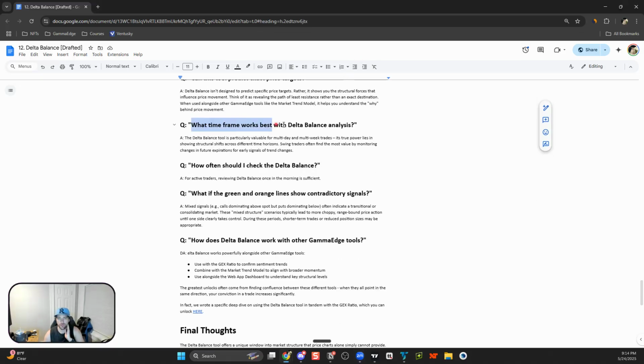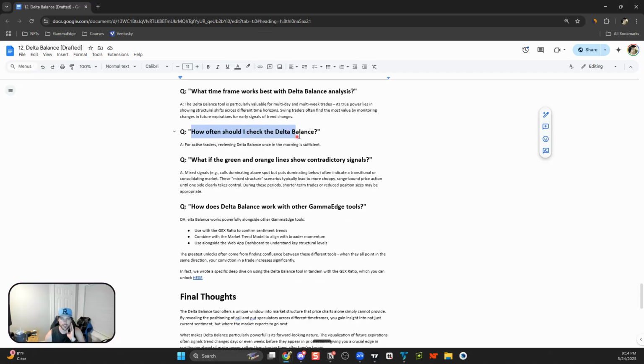Next question, what time frame works best for delta balance analysis? So this tool is particularly valuable for multi-day to multi-week trades. The reason is its true power lies in showing structural shifts across different time horizons. Swing traders often find the most value by monitoring changes in future expirations for early signs of trend changes.